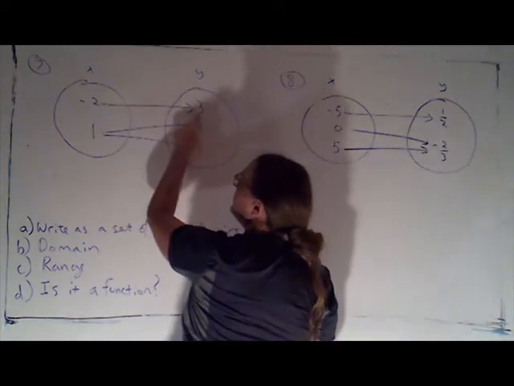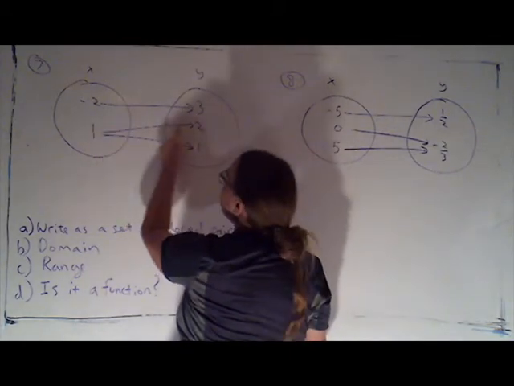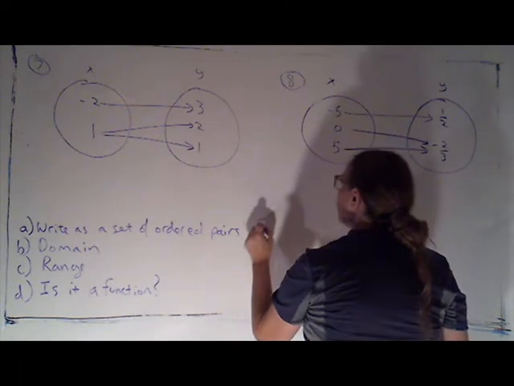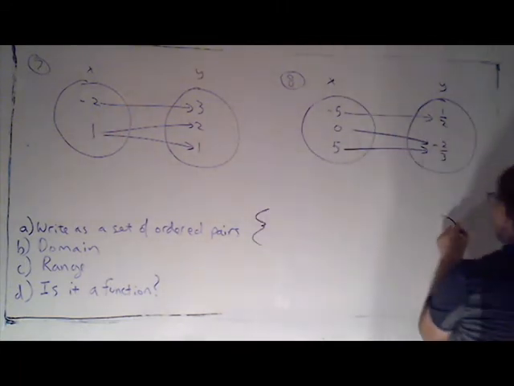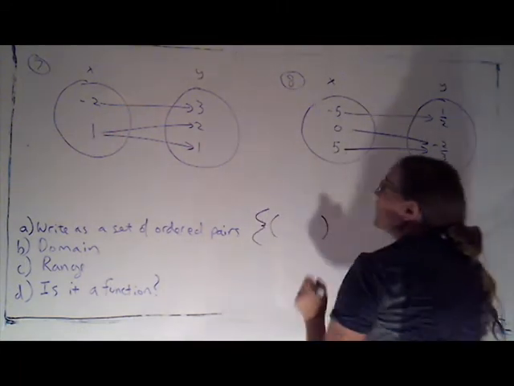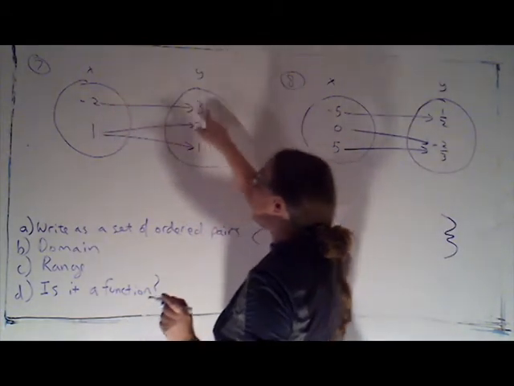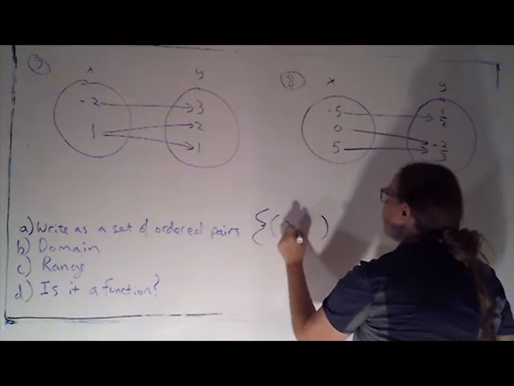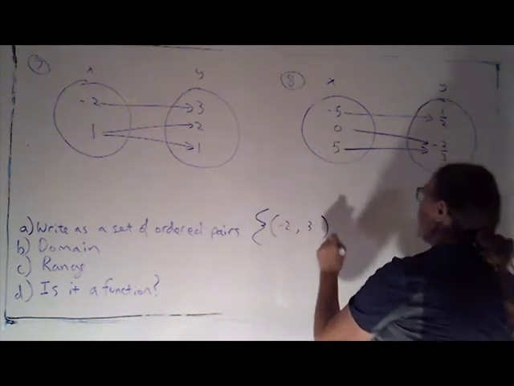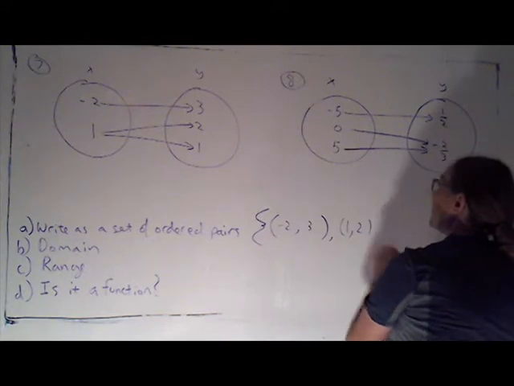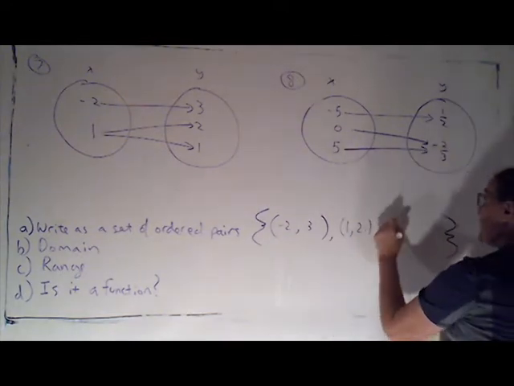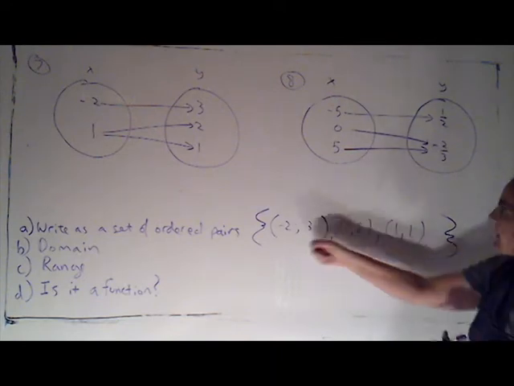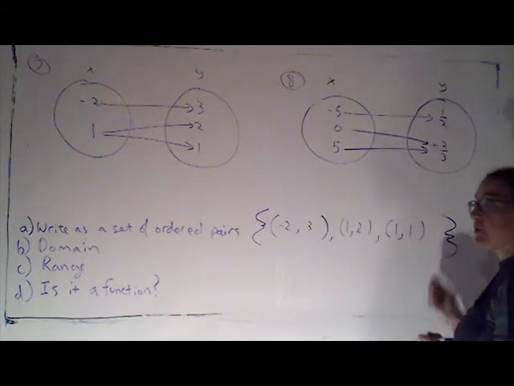So -2 gets paired with 3. And here, 1 gets paired with 2, and 1 gets paired with 1. So if I want to write this as a set of ordered pairs, all I'm going to do is list the x value and the y value that's associated with it together. So -2, 3. And then I would have 1 gets paired with 2. And I've got a second pairing. 1 also gets paired with 1. Okay. So that's my relation as a set of ordered pairs.